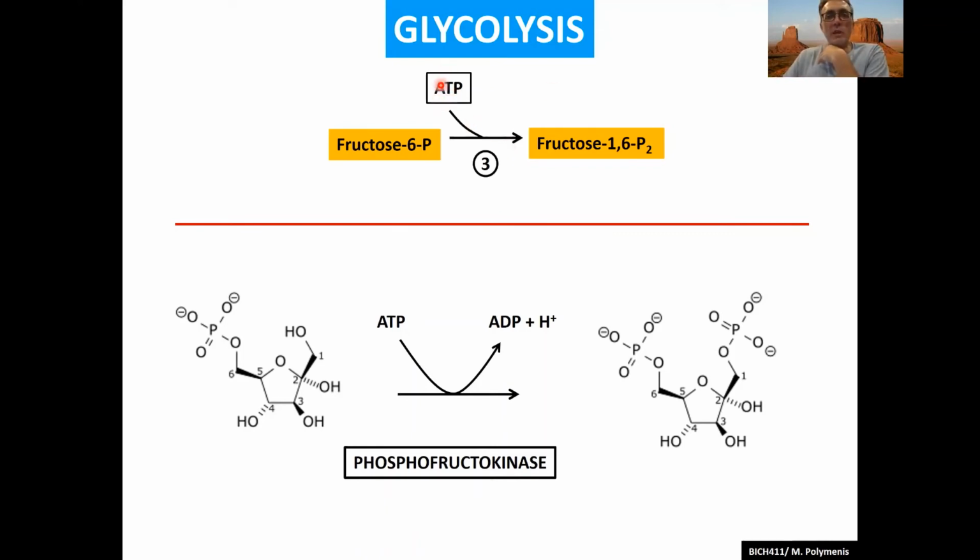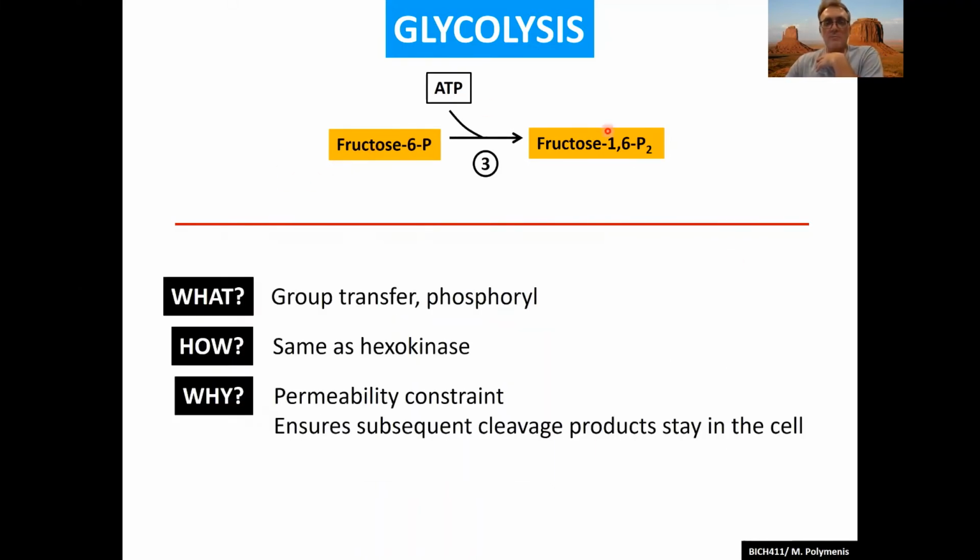So what we're going to phosphorylate now is the other terminal carbon, carbon 1. So there it is. The reaction is now we call it phosphofructokinase because that's a phosphofructose at 6th position, and the kinase recognizes just that sugar and sticks another phosphoryl group at carbon 1. It's exactly for the same reasons, the same answers in the what, how, and why we saw for hexokinase, they apply here too.